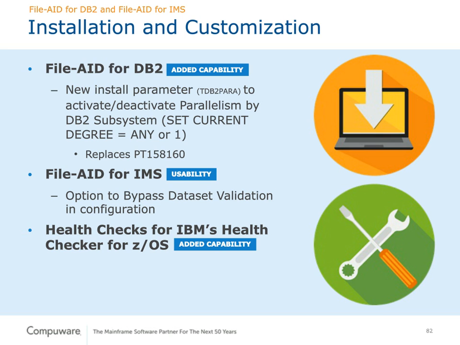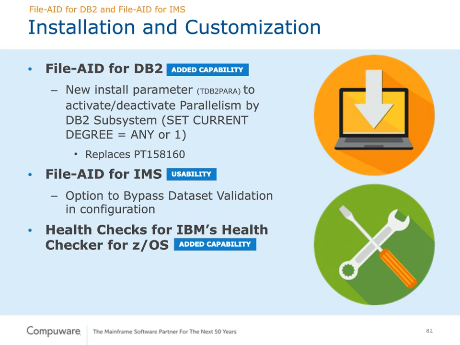The change has been implemented through a new configuration parameter associated with the DB2 subsystem configuration that directs File-AID for DB2 to set current degree to 1 or any for the nominated DB2 subsystem. This allows parallelism to be set on and off for a specific DB2 subsystem. In prior releases, there was a PTF that was available which would set current degree processing product-wide. This PTF has now been replaced by this new configuration option that sets current degree by subsystem.